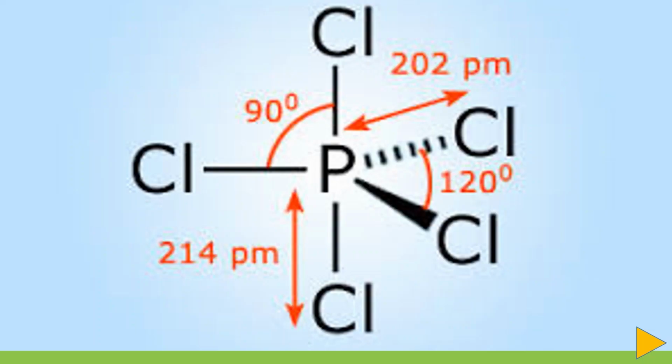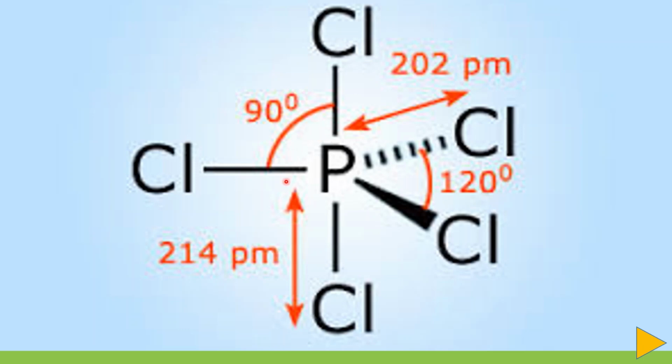Here you can observe the diagram of phosphorus pentachloride. The shape of phosphorus pentachloride is trigonal bipyramidal. Here 3 chlorine atoms are in the plane and the remaining 2 chlorine atoms are out of the plane. That means they are perpendicular to the plane.